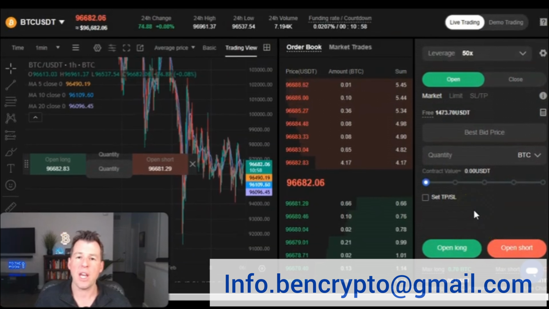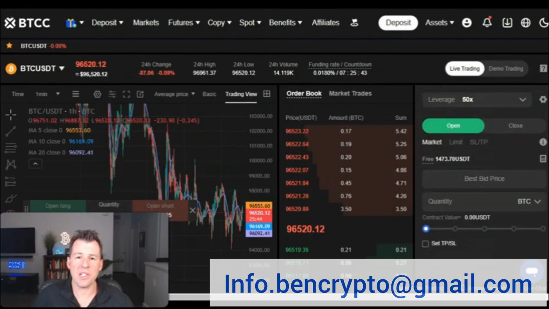So futures trade, that basically you never actually buy the coin. That's why it's not called buy and sell. It's called open and close. You are making a bet with the exchange that the price of a certain coin will either go up or down. If you're betting that it will go up, you open a long. If you are betting that the price will go down, you open a short.